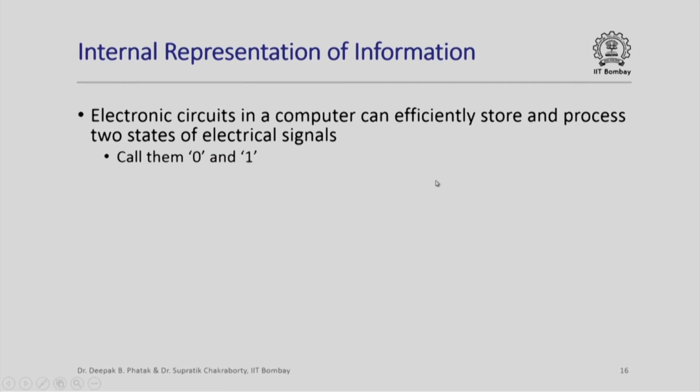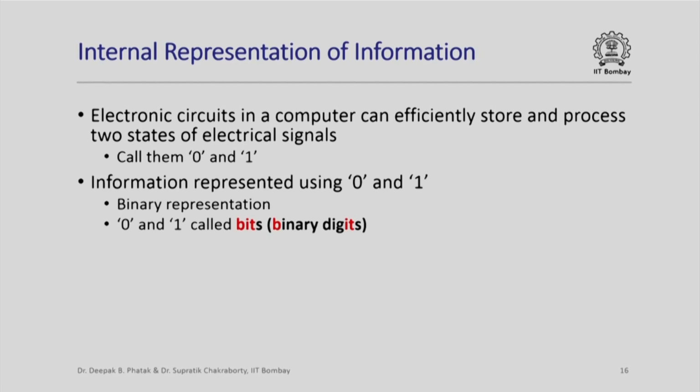Now why is it that computers talk only in the language of zeros and ones? Because electronic circuits in the computer can efficiently store and process electrical signals in one of two states. For our purposes we call them 0 and 1, and therefore all information in a computer is basically going to be represented as 0 and 1. So this is also called a binary representation, and these two binary digits are also called bits.